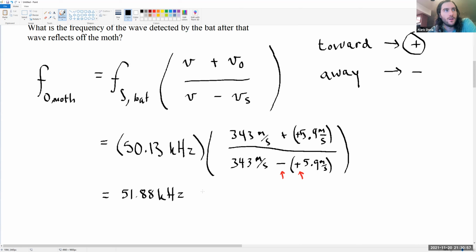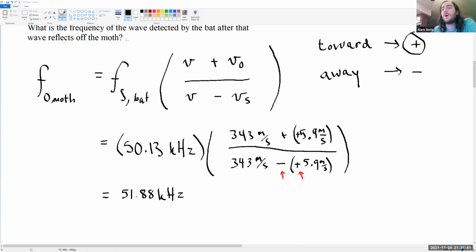Okay. So my answer has units of kilohertz because I didn't convert the kilohertz from the emitted frequency, the frequency that the bat emitted. So once we get this answer, now the question becomes, okay, the bat sent out a wave toward the moth, and then that wave was reflected off of the moth. And so now the moth becomes the source of the wave, and the bat is now observing the wave that was reflected off of the moth.